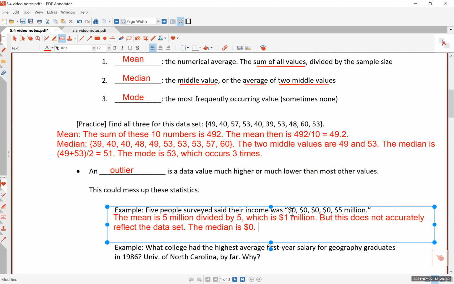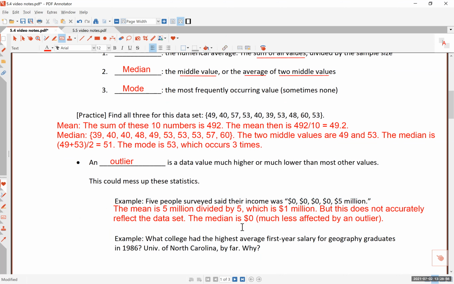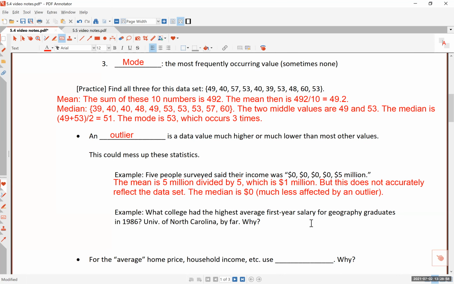If you didn't have this first 0, the median will still be 0. So the median is much less affected by an outlier. Okay, so in this sense, the median is actually a nice way to measure the central tendency.